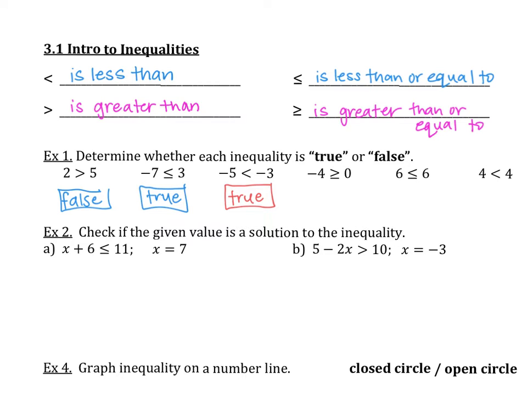Okay, let's look at this next one. This is the symbol for greater than or equal to. Is -4 greater than or equal to 0? It's definitely not equal to 0. Is -4 greater than 0? No, because it's a negative. Negative is lower. So this is false.